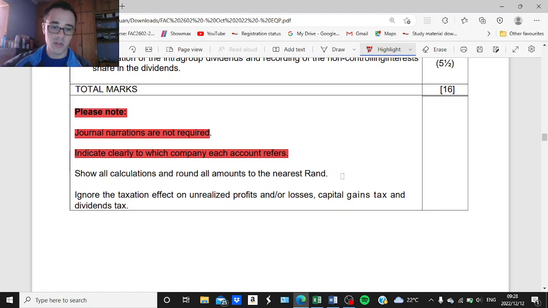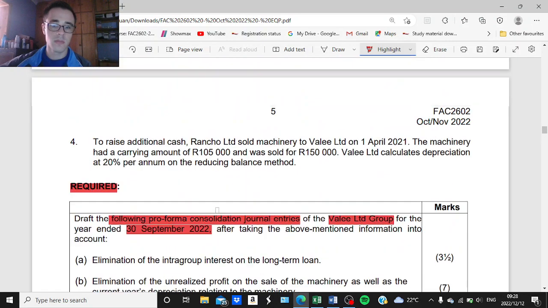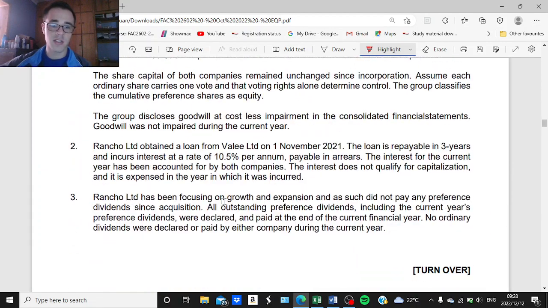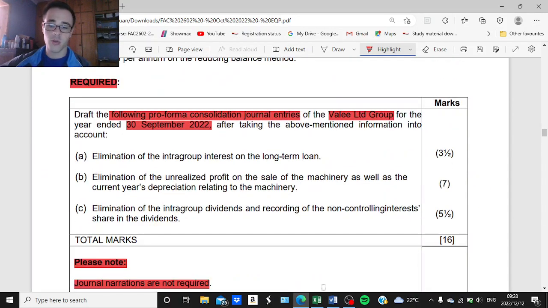Round off all amounts to the nearest rand and ignore the taxation effect on unrealized profits, losses, capital gains tax, and dividends tax, because these will be addressed in Financial Accounting 3, the new FAC2764 module, for those of you who are studying accounting sciences. Okay, so let's not waste any further time. Let's start with question 1.